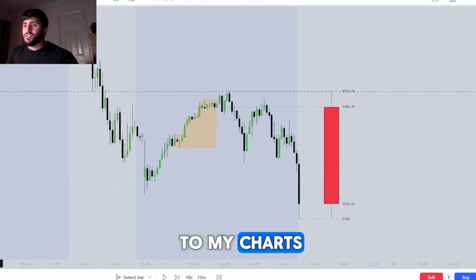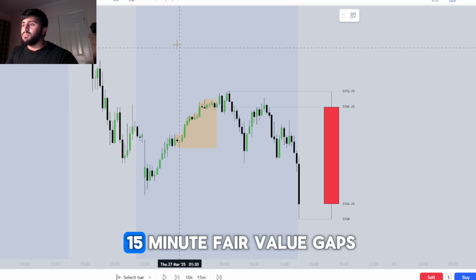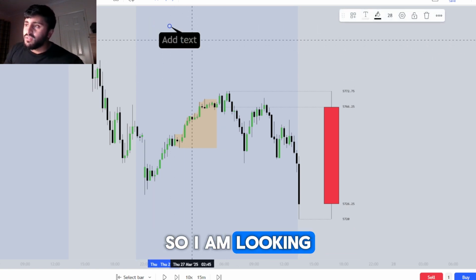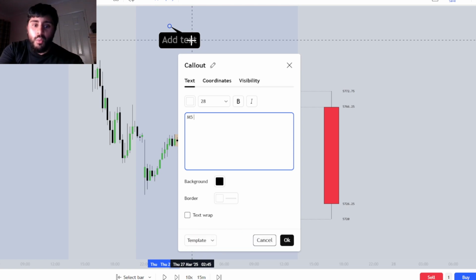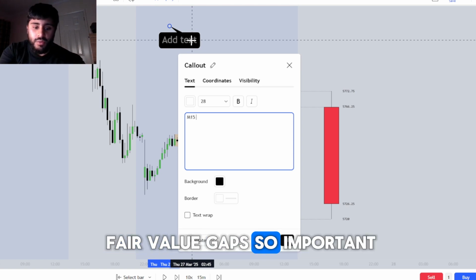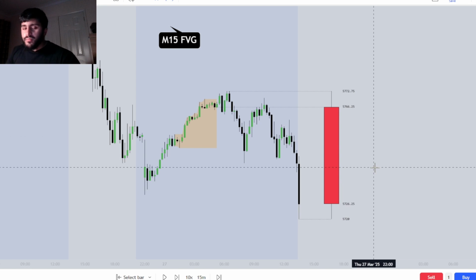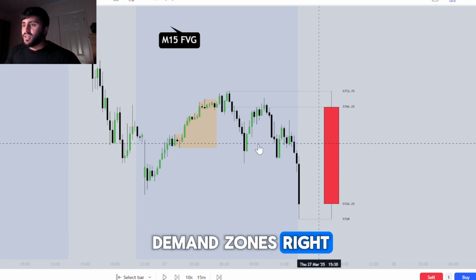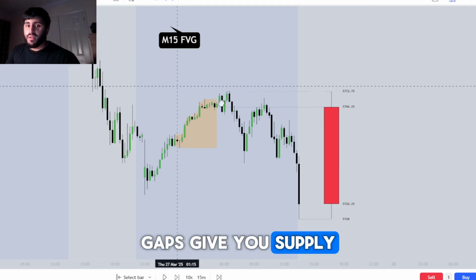So when I come to my charts, I am looking for 15-minute fair value gaps. This is step number one to my entry model, right? Why are 15-minute fair value gaps so important? Well, the reason for that is because 15-minute fair value gaps give you supply and demand zones, right?